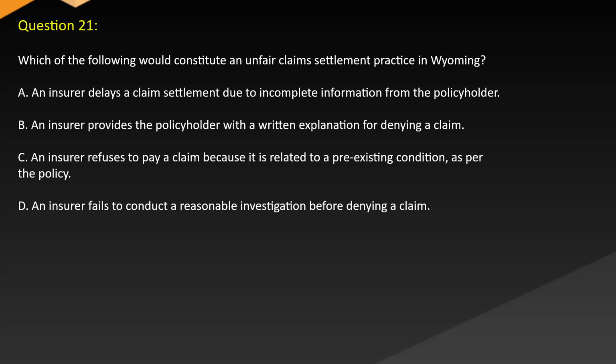Question 21. Which of the following would constitute an unfair claims settlement practice in Wyoming? A. An insurer delays a claim settlement due to incomplete information from the policyholder. B. An insurer provides the policyholder with a written explanation for denying a claim. C. An insurer refuses to pay a claim because it is related to a pre-existing condition as per the policy. D. An insurer fails to conduct a reasonable investigation before denying a claim.